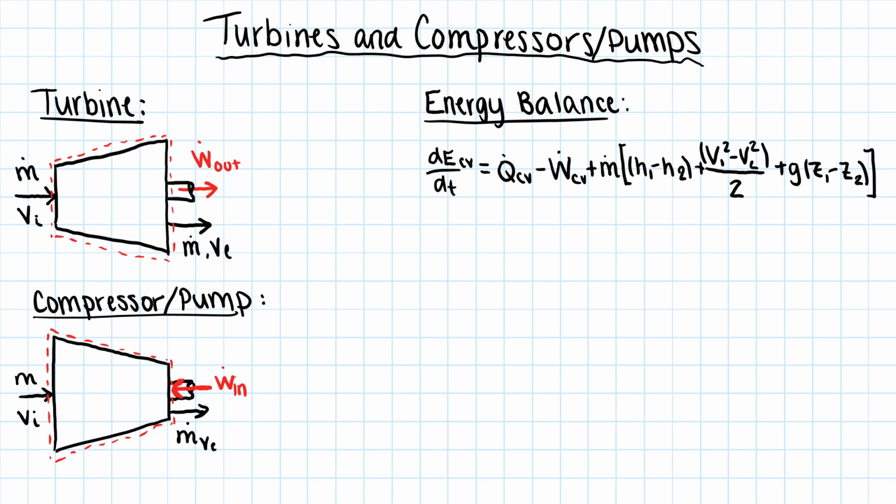Next, we're going to talk about turbines, compressors, and pumps. So turbines, compressors, and pumps all interact with the system by doing or experiencing some form of work. A turbine, the goal of a turbine is to generate power, and it has a work out coming out of it. A compressor and a pump have a work going into them so that work is then done on the fluid that is flowing through them.